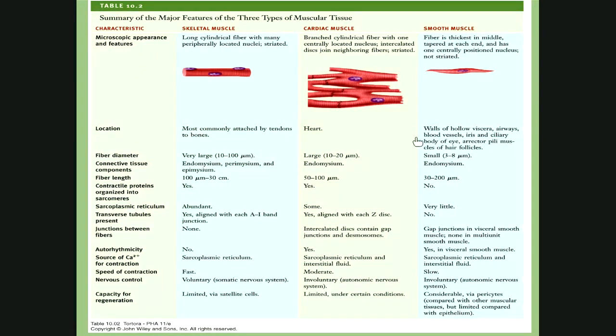The smooth muscles taper off at the ends. They have a centrally located nucleus. And these are completely involuntary. And the interesting fact about these is that they do have the ability to repair if needed.